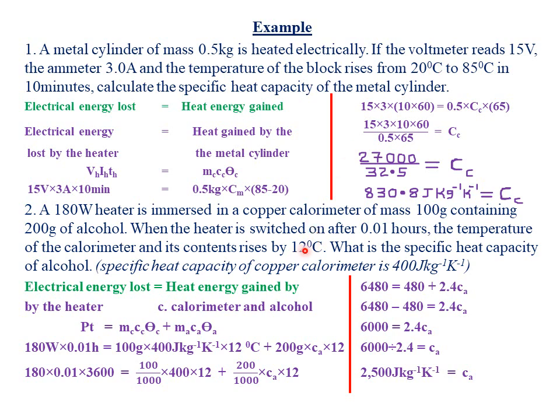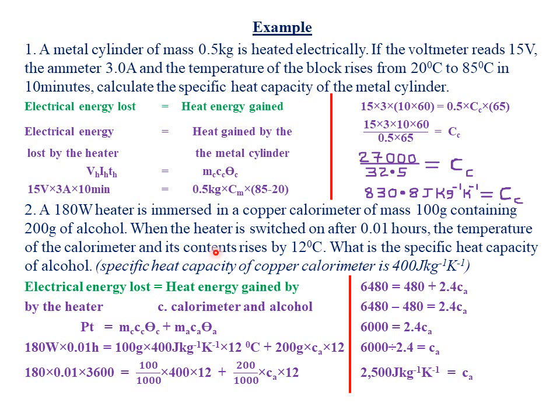Therefore, 12 degrees Celsius is already our theta, or the change in temperature, which can be either in degrees Celsius or in Kelvin. So by 12 degrees Celsius, then plus mass of alcohol we are given as 200 gram, that is from the question, then multiplied by specific capacity of alcohol, which is the unknown, multiplied by the change in temperature for the alcohol, which is also 12 degrees Celsius, because we are told that the temperature of the calorimeter and its contents. So the content that is within the copper calorimeter is the alcohol.